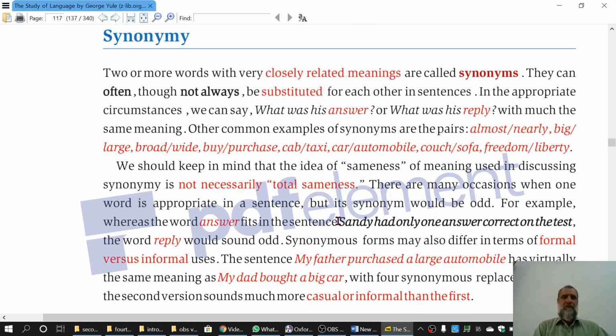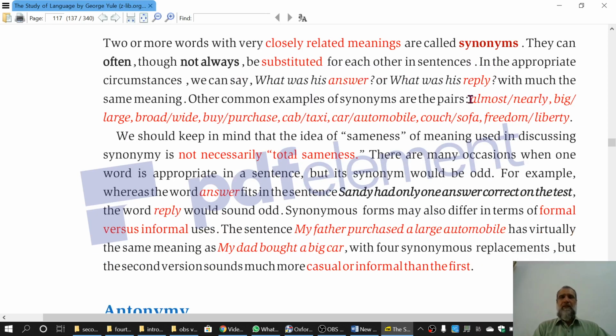Let me read it for you. Two or more words with very closely related meanings, are called synonyms. They can often, though not always, be substituted for each other in sentences.